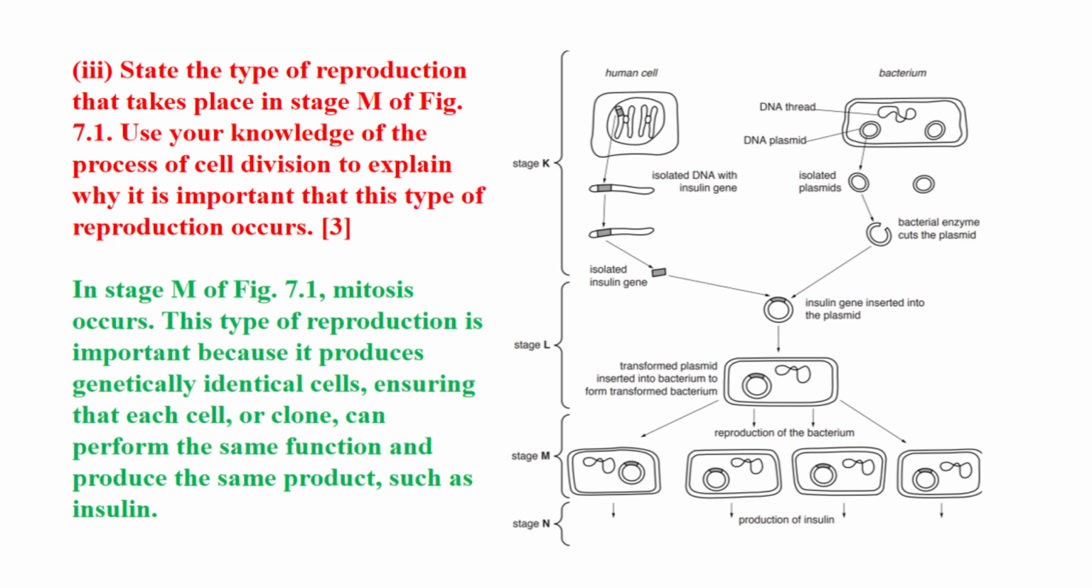For Part A, Part 3, we're looking at the type of reproduction in stage M. Use your knowledge of the process of cell division to explain why it is important that this type of reproduction occurs. In this stage, mitosis occurs. This type of reproduction is important because it produces genetically identical cells, ensuring that each cell, or clone, can perform the same function and produce the same product, such as insulin.